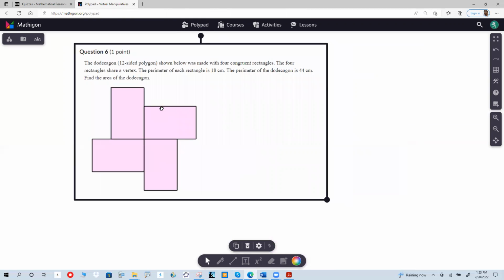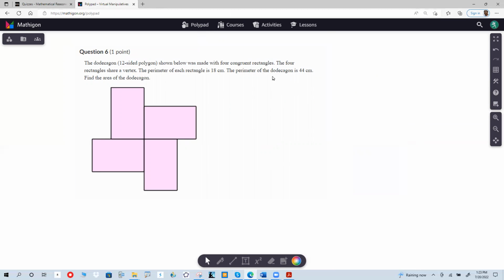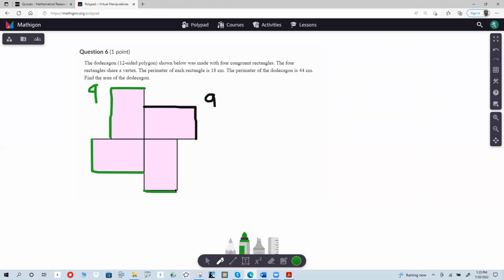Okay, so dodecagon is a 12-sided polygon. You can count it. It'll turn out to be 12. No big deal there. The 4 rectangles, blah blah blah. Okay. The perimeter of each rectangle is 18. That means this and this has to be 9. Are you with me? Good. And we're going to use different colors, and so is this. And so is this. And let's just stick to green. I'll save the colors.